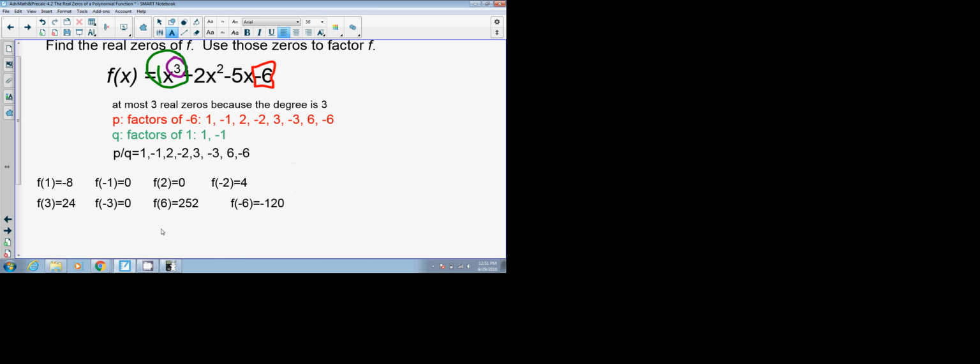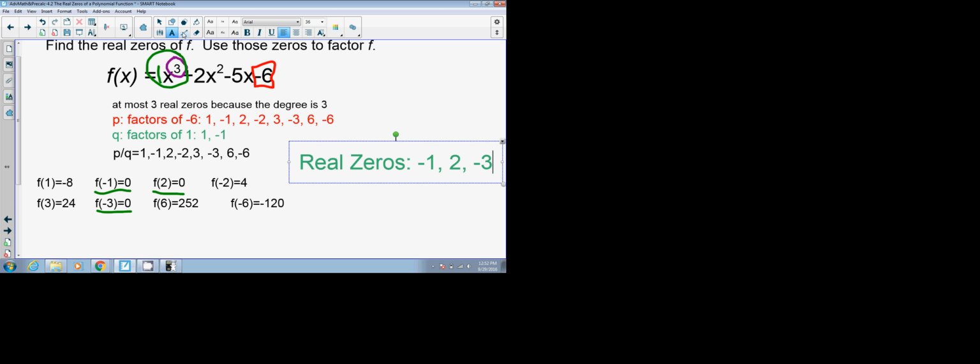So now we need to determine which of these are zeros, if any of them are. The remainder theorem says it is a 0 if the output is 0. So we have 3 values where the output is 0. So there are my 3 real zeros. So my real zeros are negative 1, 2, and negative 3.